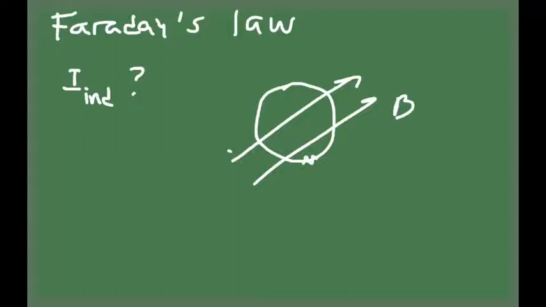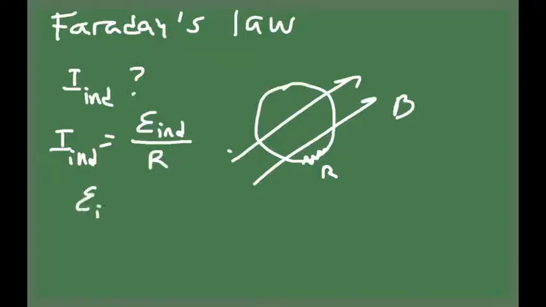So if this loop has some resistance R, you can calculate the induced current in that loop because of the change in flux as Ohm's law would say: it is the electromotive force divided by the resistance of the loop. And that electromotive force, and this is the part that is Faraday's law, is equal to the change in flux, the derivative of the flux with respect to time.